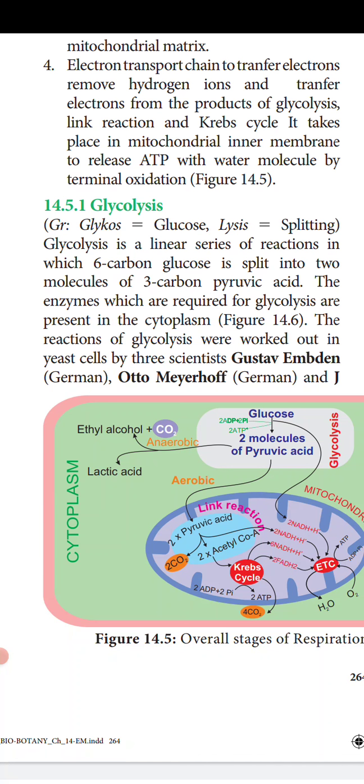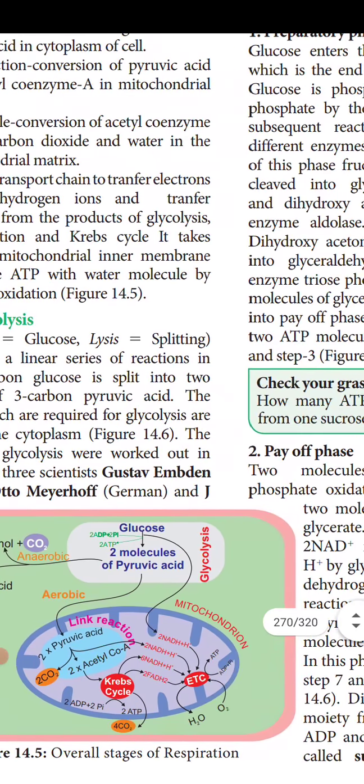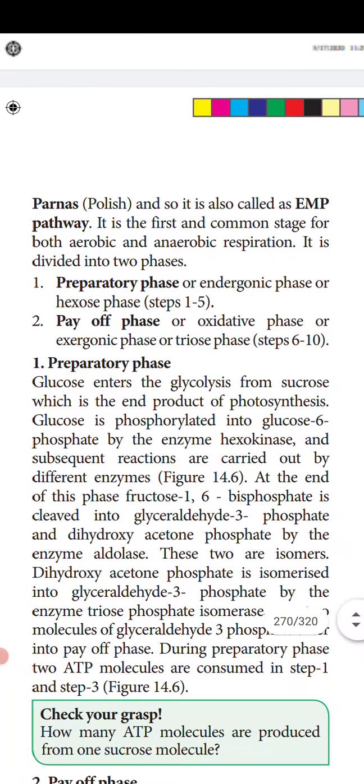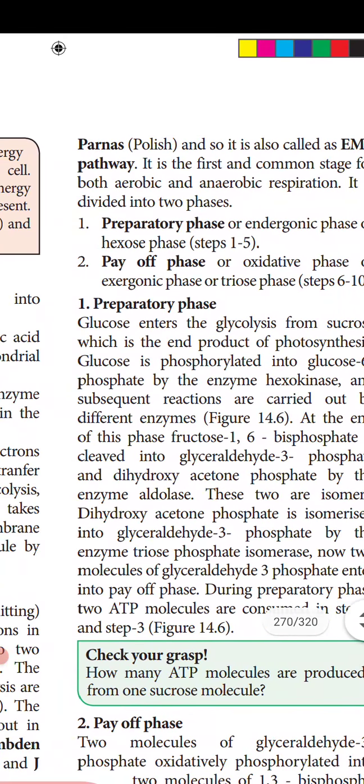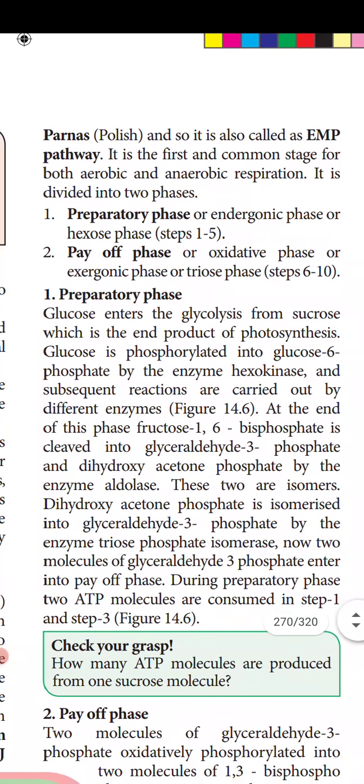The reactions of glycolysis were worked out in yeast cells by three scientists. They are Embden, Meyerhof, and Parnas, and so it is also called the EMP pathway. It is the first and common step for both aerobic and anaerobic respiration. As we have studied, aerobic respiration takes place in 4 stages, whereas anaerobic respiration takes place in 2 stages.